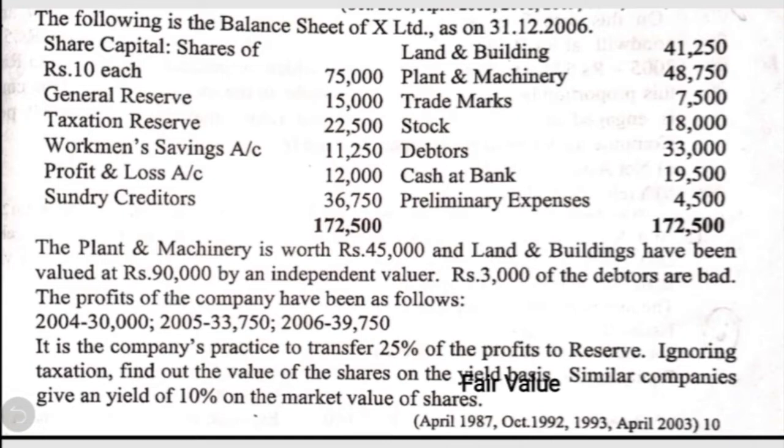The plant and machinery is worth rupees 45,000 and land and buildings have been valued at 90,000 by an independent valuer. Rupees 3,000 of debtors are bad. The profits of the company have been as follows: 2004 30,000, 2005 33,750, 2006 39,750. It is the company's practice to transfer 25% of the profit to the reserve. Ignoring taxation, find out the value of shares on the fair value method. Similar companies yield 10% on the market value of the shares.